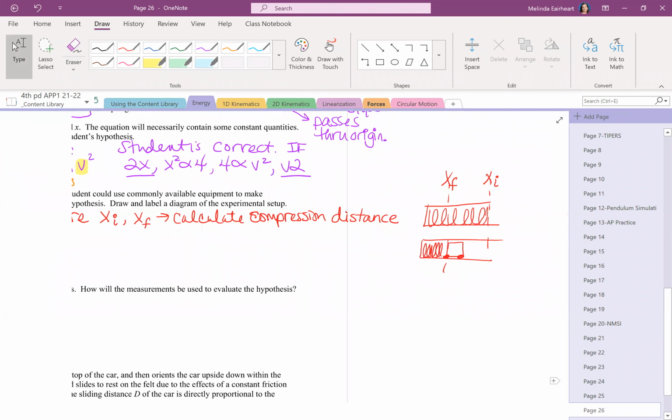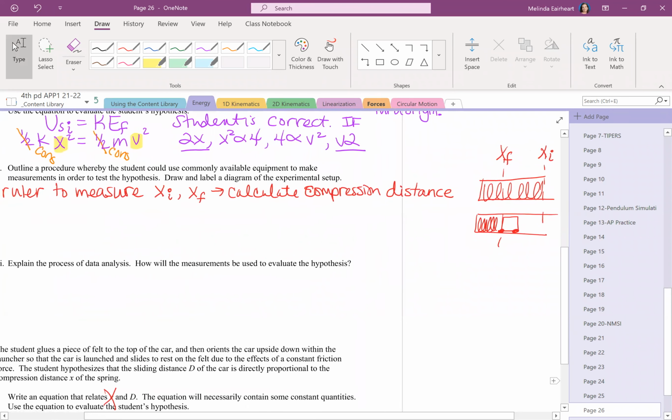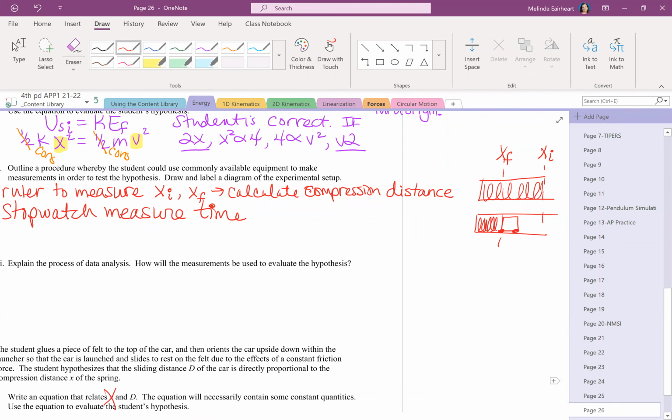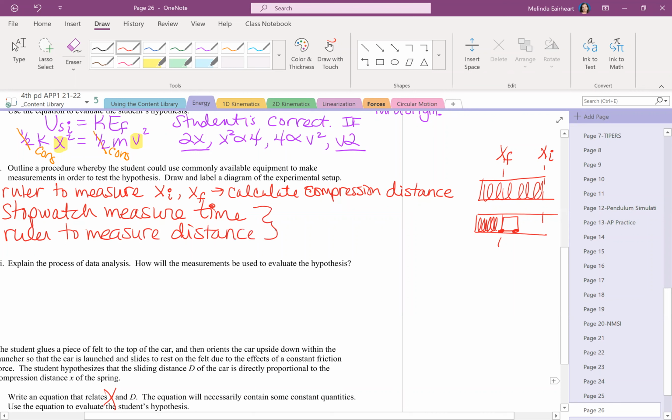Stopwatch. What would the stopwatch be useful for? It doesn't record velocity, time. And so a stopwatch or timer would measure time. Now we are going to use time to get a velocity or speed, but we need one other piece first. What do we need to get speed? Distance. So maybe we get that ruler back out to measure a distance. And then together we can do velocity equals distance over time.